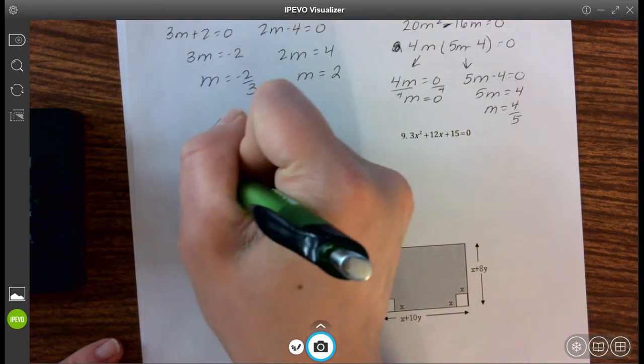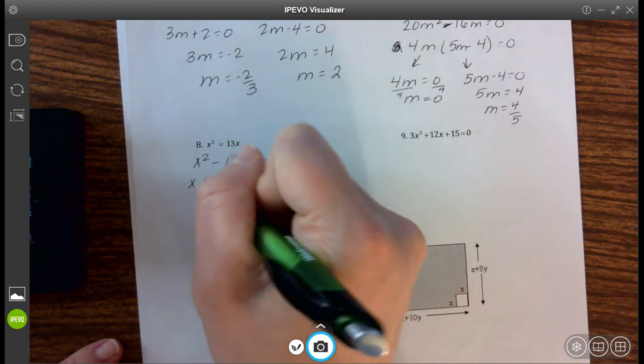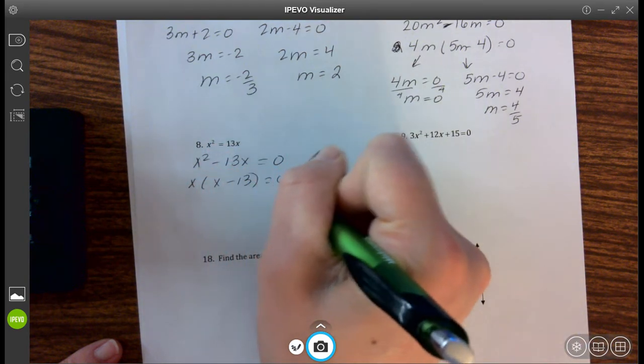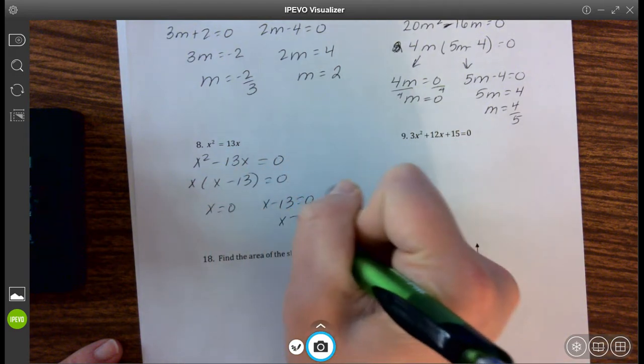Here, got to make sure everything is to one side. So I'll bring that 13x over, making it negative. There's a GCF of x. So x equals 0, and x minus 13 equals 0, therefore x is 13.